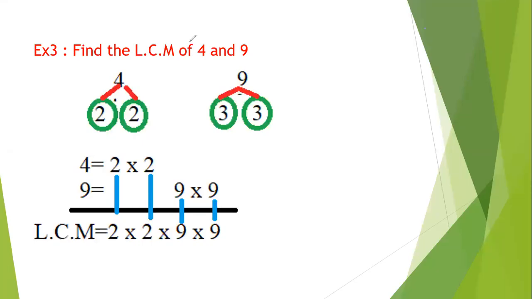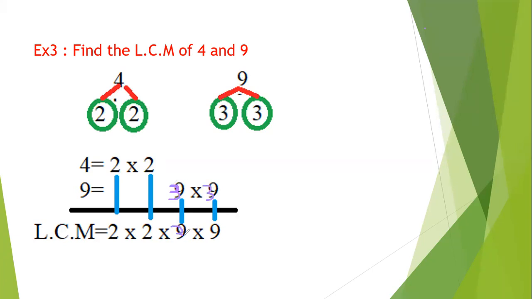How can I find the LCM of 4 and 9? Let's get the factors of 4, 2 times 2. Factors of 9, 3 times 3. Now let's write 4 equals 2 times 2, 9 equals 3 times 3. You have to change this to be 3 times 3.